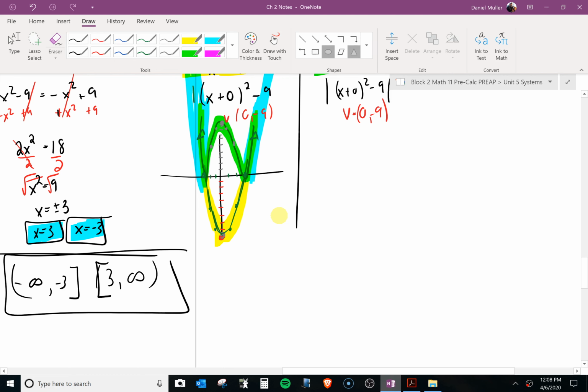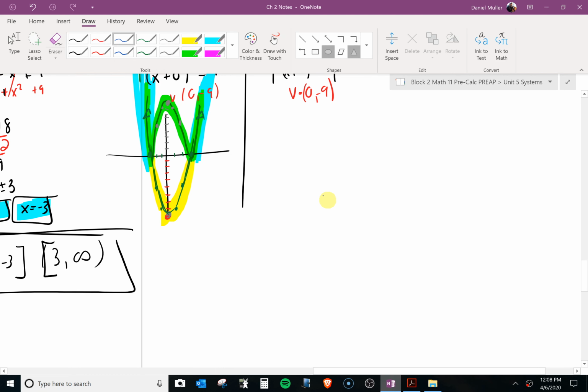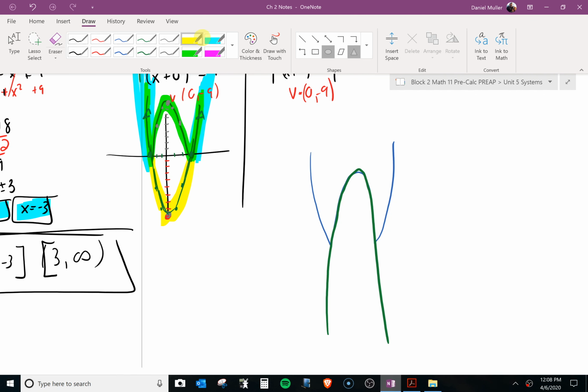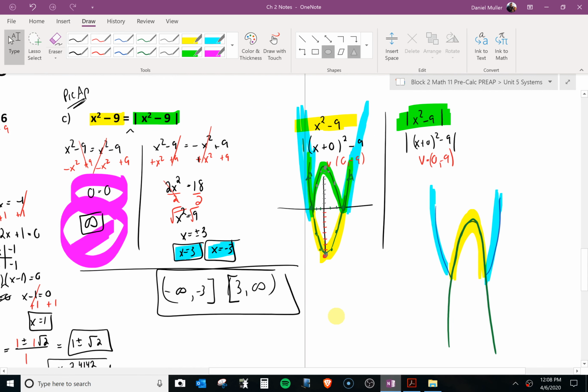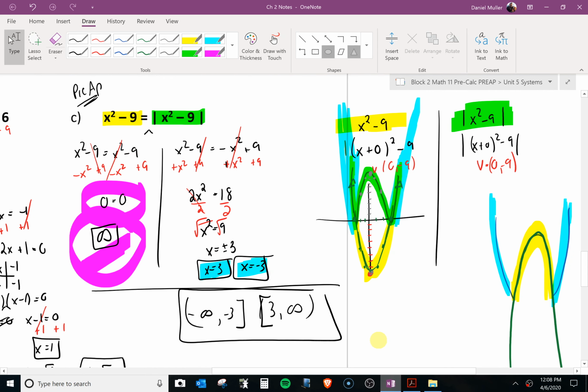And sometimes you'll get a drawing that looks like this. It'll bounce up like that. And then you'll get your other drawing to look like this. And so where do they overlap? Well, they'll overlap in the middle. So sometimes they overlap in the middle, and sometimes they overlap on the sides. It just depends on the question. So don't spend so much time on that. We'll practice that stuff in class.